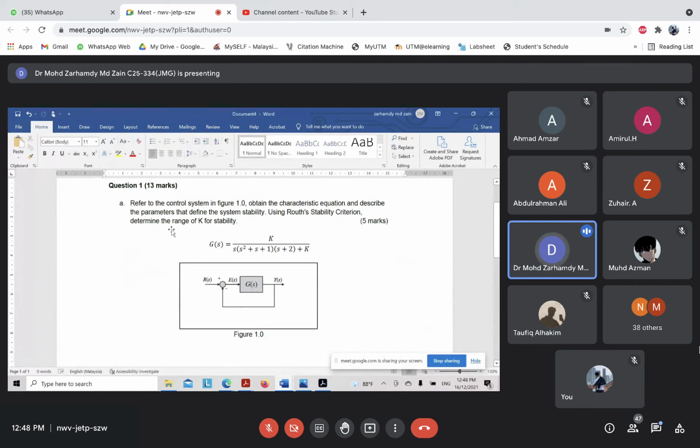What you can see here, they gave us G. Still the same, what do they need? They want us to find the range of K for stability. What did we do just now? From here you come up with the characteristic equation, and from the characteristic equation you come up with the range of K.